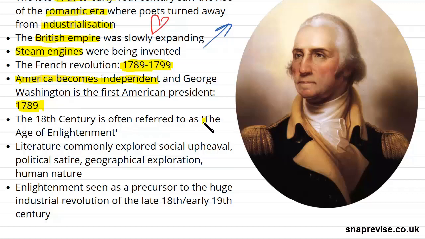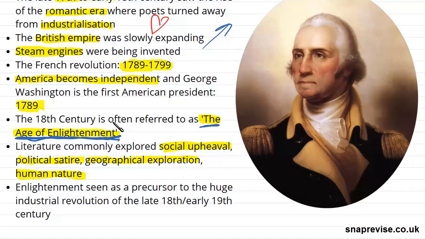The 18th century is often referred to as the Age of Enlightenment. This basically means that the literature of the time explored things like social upheaval, political satire, geographical exploration, and human nature. Because of the advances in technology and globalisation and expansion of the British Empire, the idea was that people were being more enlightened and more advances for humanity and the country were being made, hence the term the Age of Enlightenment.